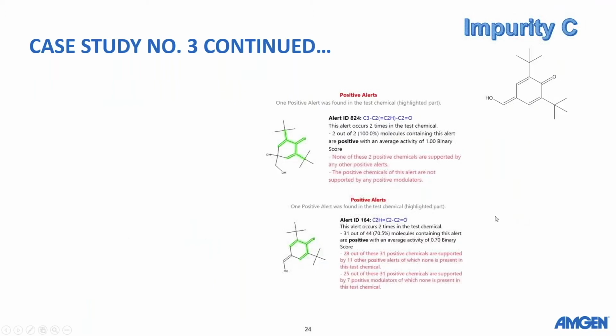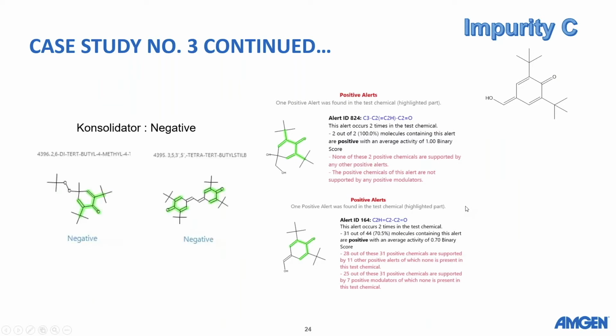As with impurity B, we were able to dismiss alerts 824 and 164 based on the negative prediction from the consolidator and the two structurally similar compounds that were previously noted with impurity B. Again, same alerts in the highlighted green, in the same positions with the same outlining structures. And again, Ames data was available for both of these to utilize in our report.